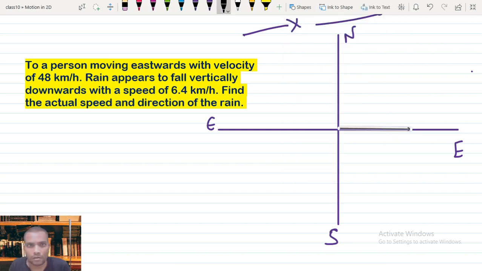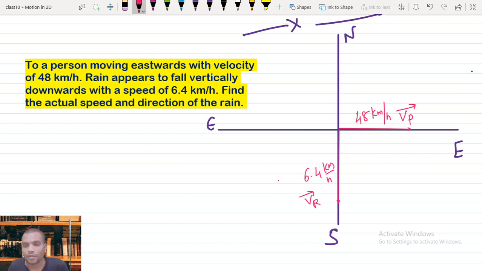This is not at all visible, so let me change the color. Yeah, this is the person's velocity. So the velocity of the person along this direction is given as 48 km per hour. And rain is falling vertically downwards, so this is the velocity of rain. Here it is 6.4 km per hour. I can represent that as the velocity of rain r.